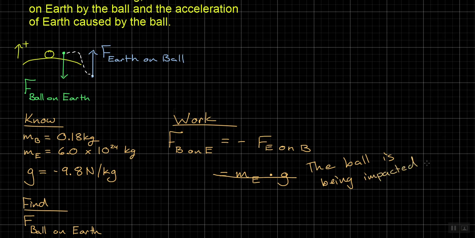Now, because the ball is being impacted by the Earth, we should use the mass of the ball. Now, the letters change around and it can be misleading. That's why I don't want you to erase this. If we retry this with the right value, let's just think about it. What's the mass of the ball that's being acted on? Okay, do we agree it's 0.18 kilograms?